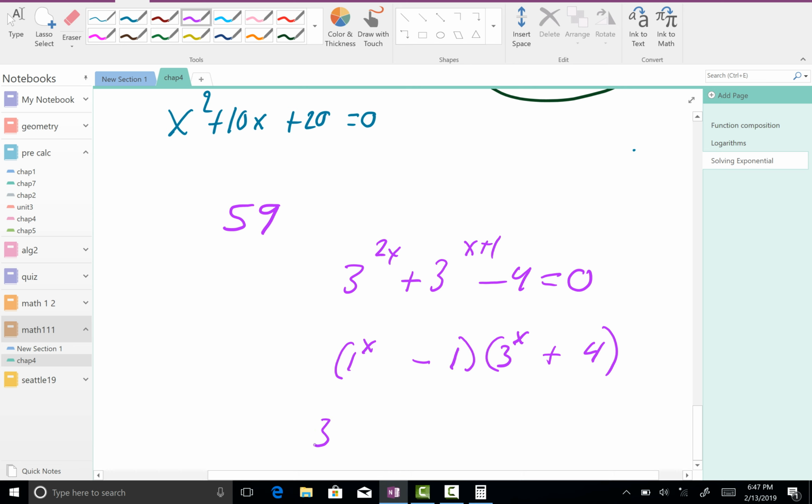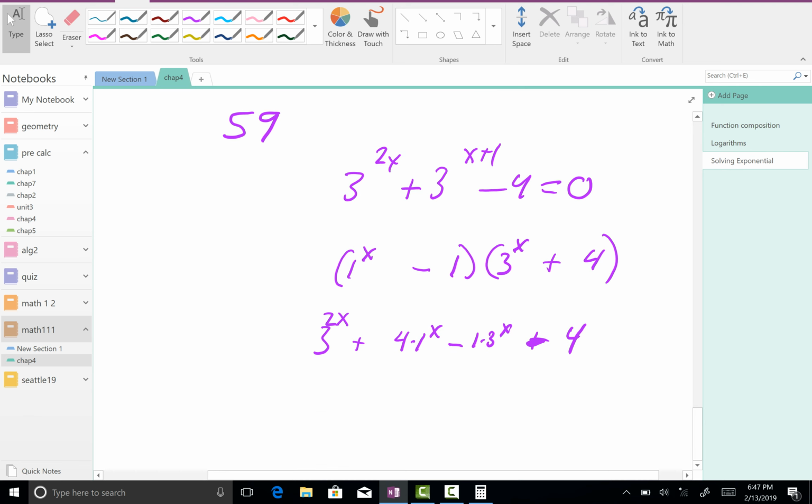So that's going to give us 3x, 2x. And then 1x plus 4 times 4 minus 1 times 3 minus 4. This is just going to be 3 to the x, because 1 times that. I think that follows up, factors out, right?